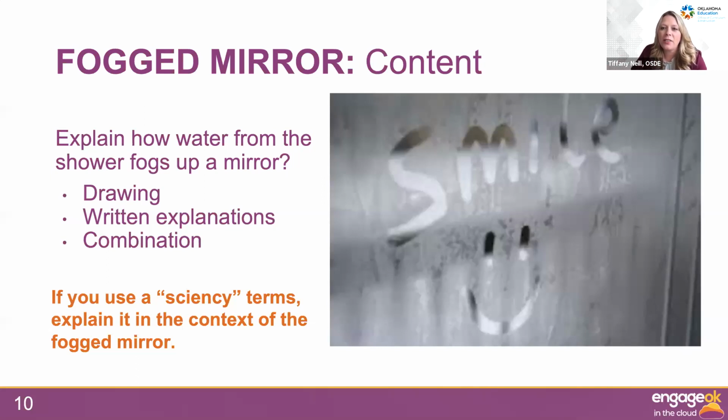So here's the question. On a scratch piece of paper, or if you're on your computer and you want to type it up, however best suits you, would you please take the next 3 to 4 minutes and explain how water from the shower fogs up a mirror? Now, Dawn and Ashley in particular, you can use drawings, you can use written explanation, you can use a combination of those things, as well as everyone else on the screen today. And here's the trick. If you use any sciencey terms in your explanation, go ahead and explain what that science term means in the context of how it helps to explain the fogged mirror. So you can't just use a science term and then not explain it and how it is helping you explain why the mirror fogs up.